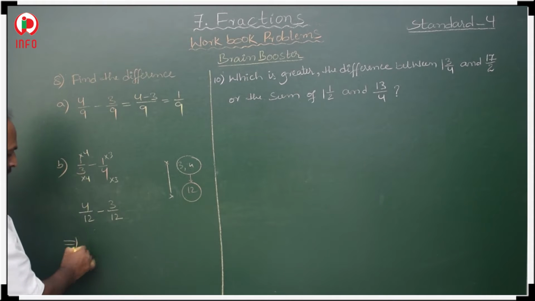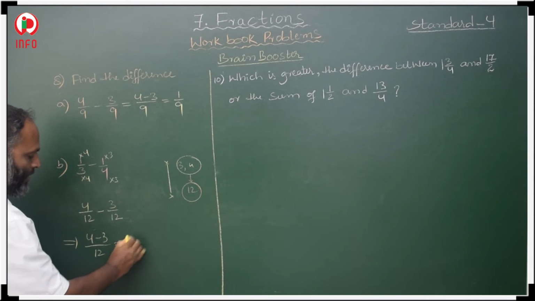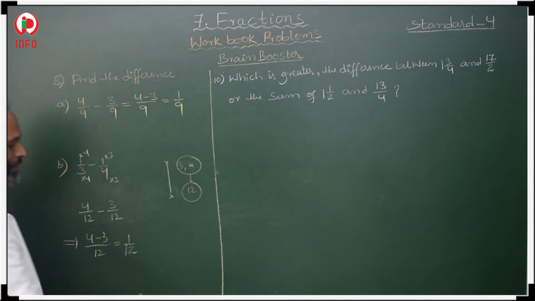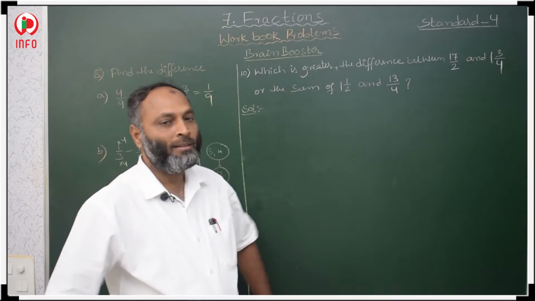Now these are like fractions. So the difference of the numerators over the common denominator, that is 1 by 12. This is the difference. Now students, see here.